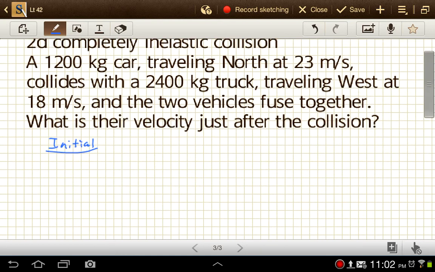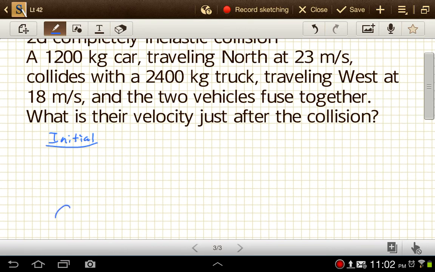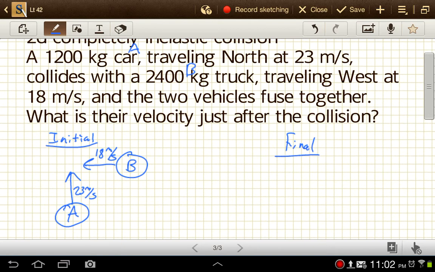we have, let's see, one car traveling to the north. Call this car A. And this one is going to be car B, the truck. And then B is going to the west. This one's 23 meters per second, and this one is 18 meters per second. And then in our final state, we have this big mass of A plus B. They become entangled, and they're moving at some unknown velocity. We're trying to solve for that unknown velocity.